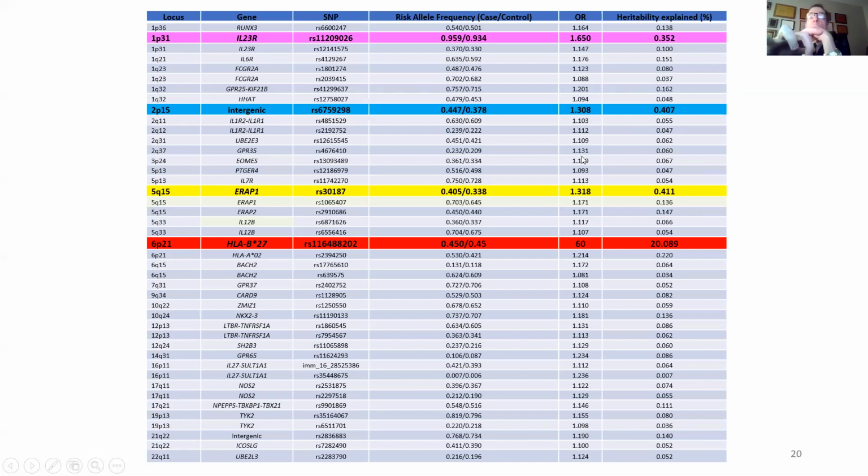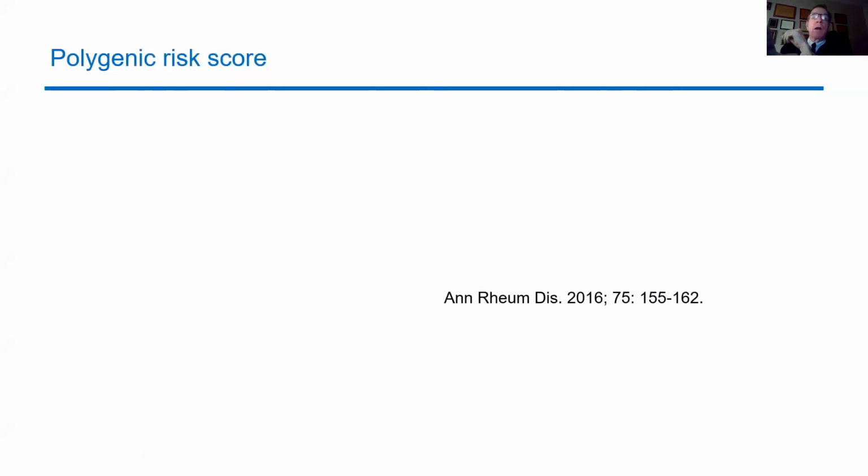They're all around 1, so really quite low. And so individually, they add very little to the diagnosis. It's really B27 that is the big monster here. So the question is whether or not we can use genetics to make a diagnosis.